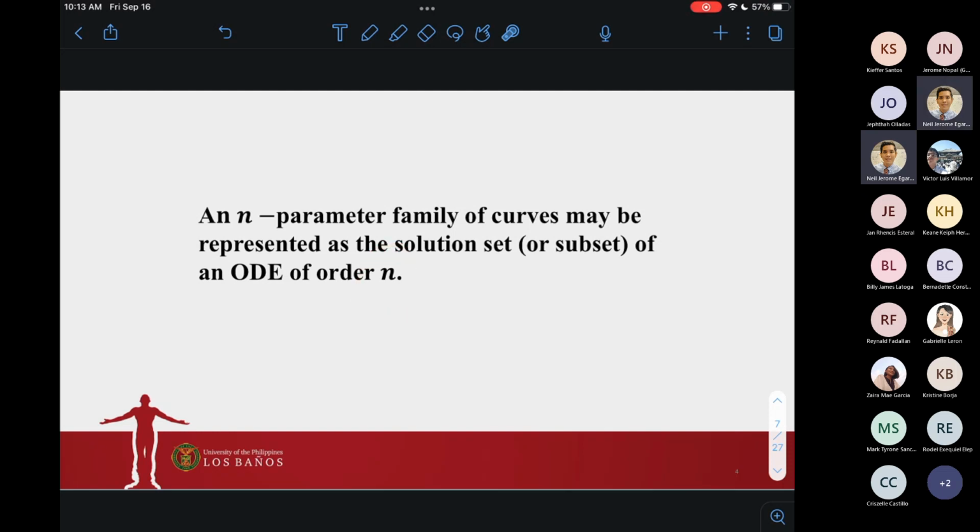So kung ano yung number ng parameters in your family of curves, yun din yung order ng hahanapin natin na ordinary differential equation. And the key here is, number 1, we need to identify how many parameters are present in the family of curves. And then second, what we'll do is to differentiate, okay, the given relation or the given function representing the family of curves n times to get rid of all those parameters. Kasi dun sa ODE, wala tayo dapat makikita na parameter.